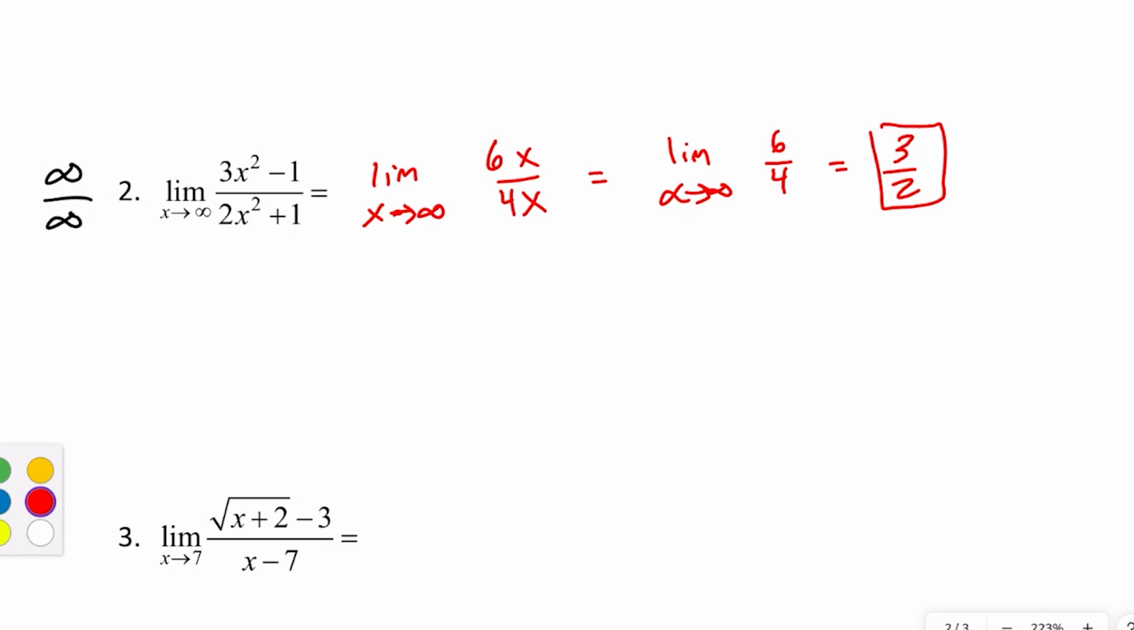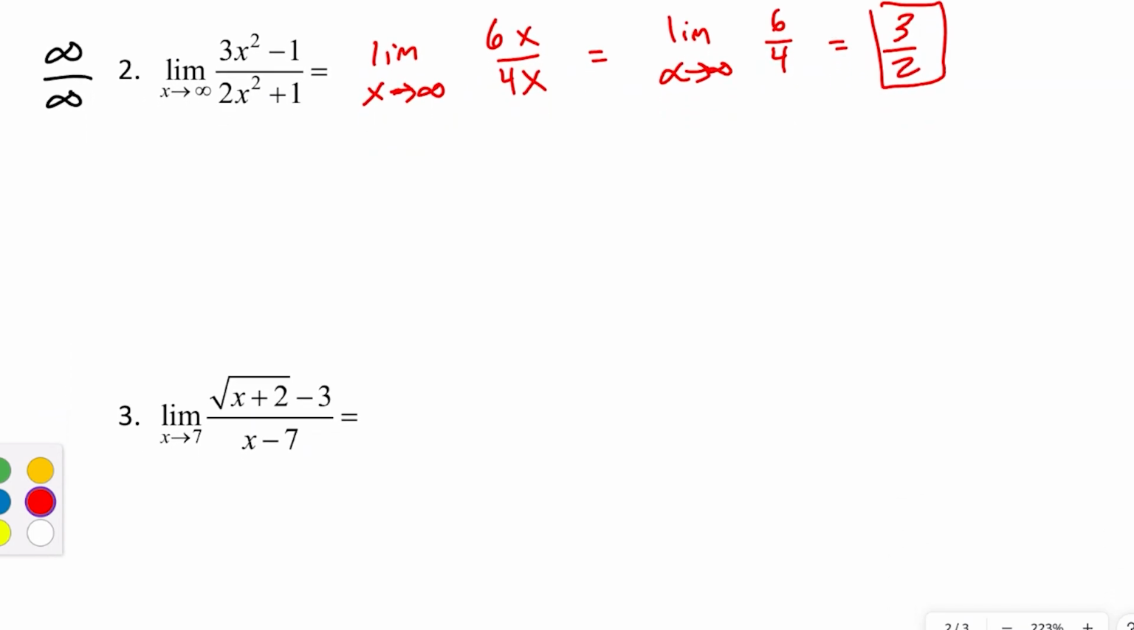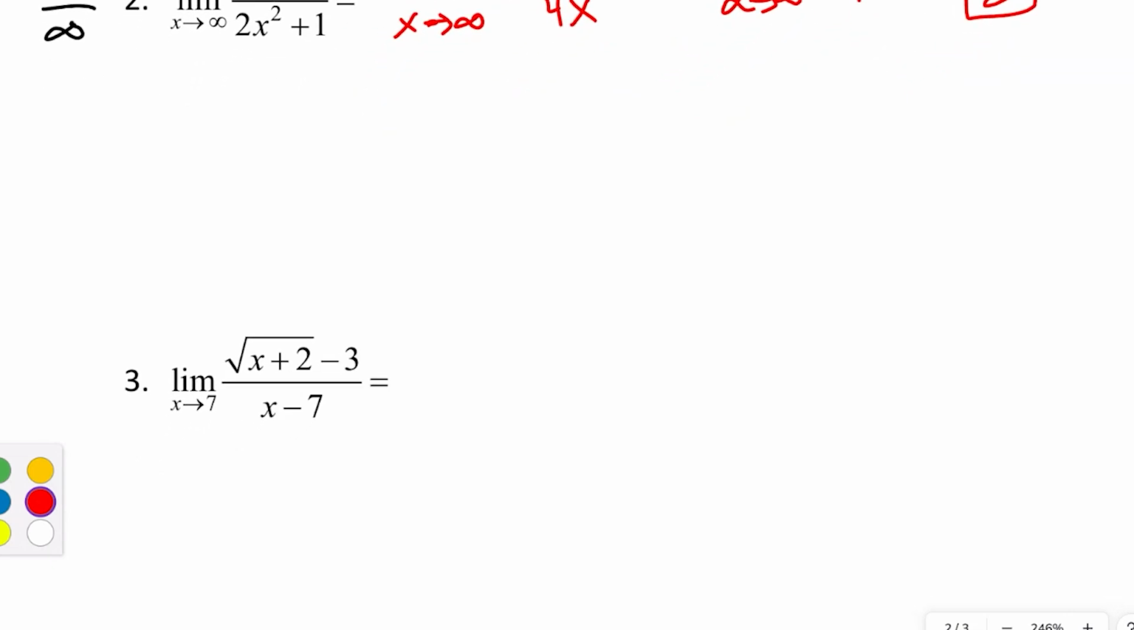Now, if your numerator and denominator are polynomials, it's pretty easy. And if it's not, you might have to use one of those other derivative rules. Like number 3, you know how to solve this with conjugates. Kind of annoying, but you can do it. You don't need the conjugates. You can just use derivatives. Use L'Hopital's rule here. Okay, if I try to plug in 7, I'm going to get 0 over 0. That's an indeterminate form.